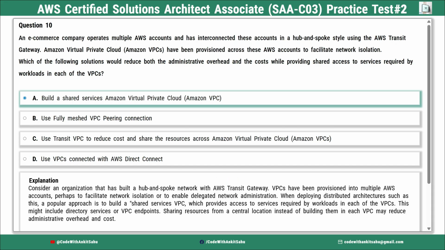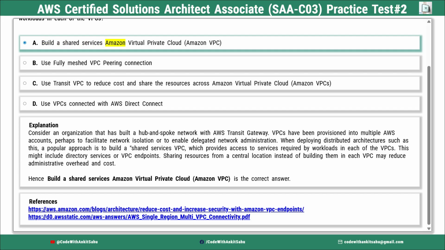Correct answer. Option A. Build a shared services Amazon Virtual Private Cloud (Amazon VPC). Explanation: consider an organization that has built a hub-and-spoke network with AWS Transit Gateway. VPCs have been provisioned into multiple AWS accounts, perhaps to facilitate network isolation or to enable delegated network administration. When deploying distributed architectures such as this, a popular approach is to build a shared services VPC, which provides access to services required by workloads in each of the VPCs.